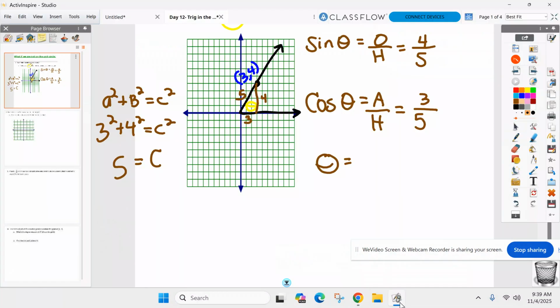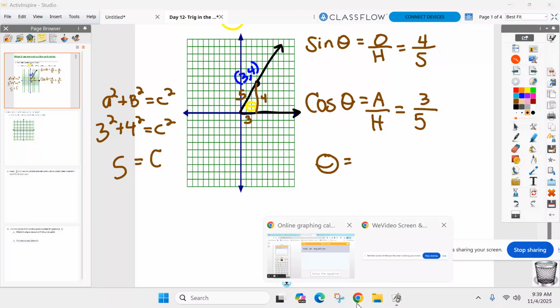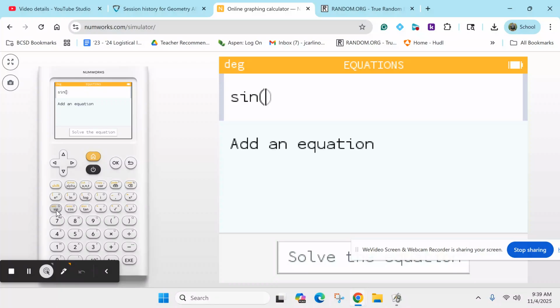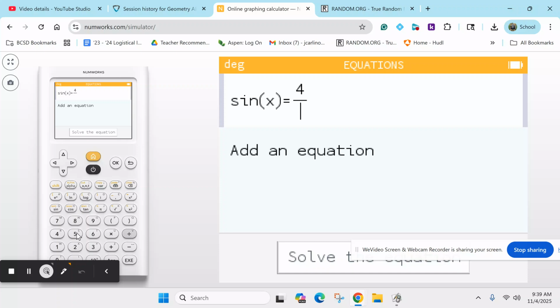Okay, so what do I type in? Well, if you look at your paper right now, you actually have 2 equations written down. You have sine theta equals 4/5. Cosine theta equals 3/5. Take one of them right now. And you're not going to use theta. You're going to use x in your calculators because we don't have a theta there. I don't care which one you pick. I'll do sine because it's the first one. So in my calculator, I'm going to type sine of x, close it, equals. What did we say it was equal to? 4/5.